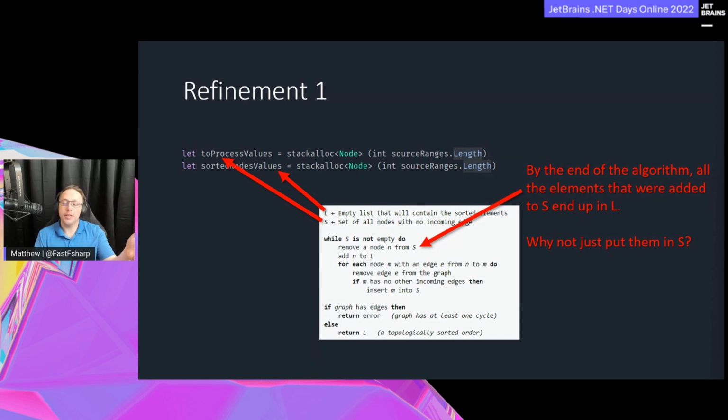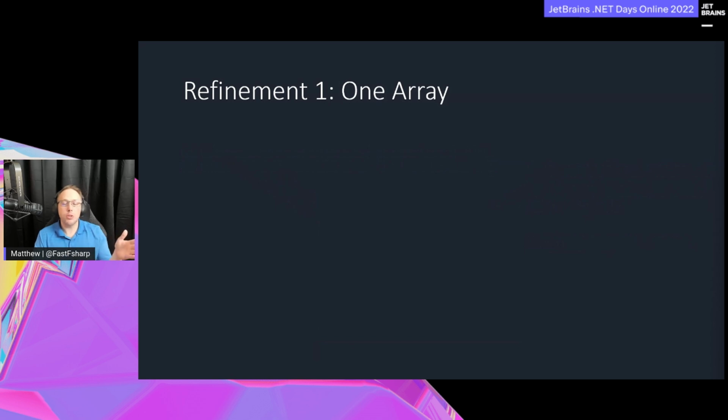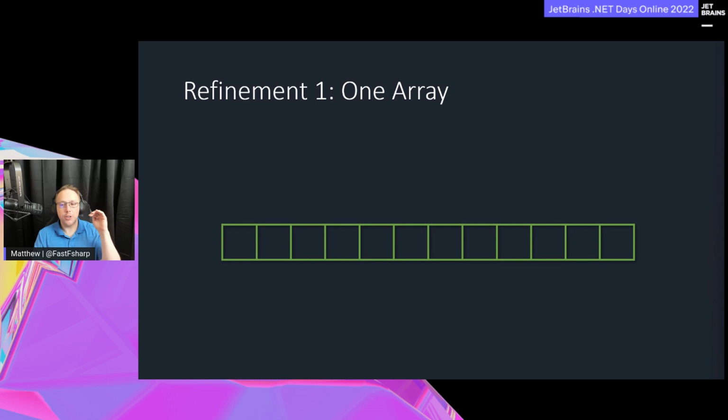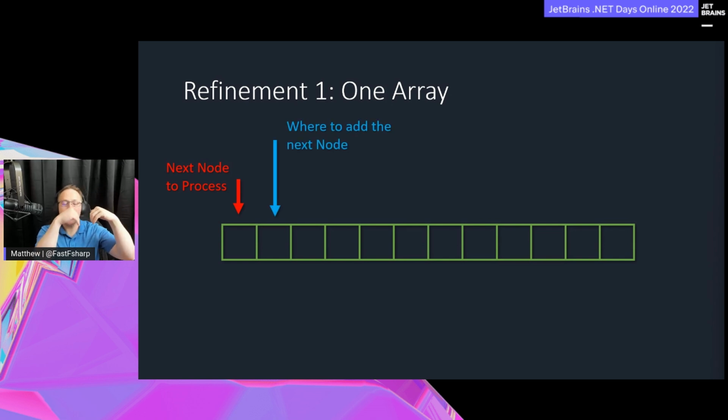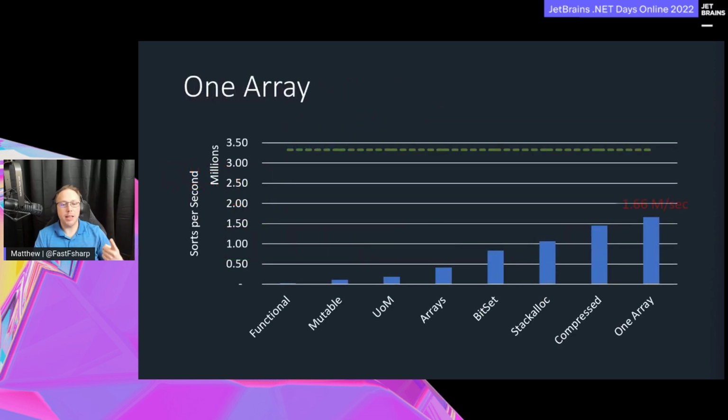No, we don't. We're going to go to a solution where we're only going to use one array instead of two. And in this array, we're going to use two different indexes. One index is going to say, hey, this is the next node you need to process. And the second index says, okay, if you need to add a node to this sort, this is where you're going to add it. And so these two indexes are going to move along as the cons algorithm progresses. The point being, instead of working with two arrays, we're working with one for our result. And when we benchmark that, we get another small boost in performance, 1.6 million.